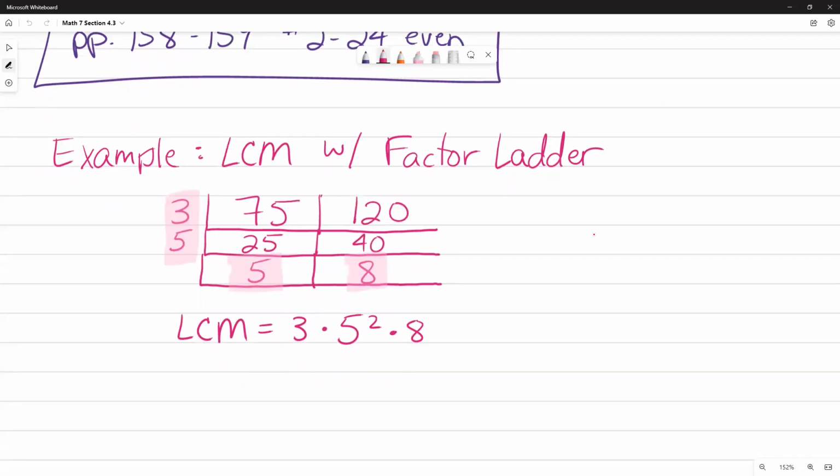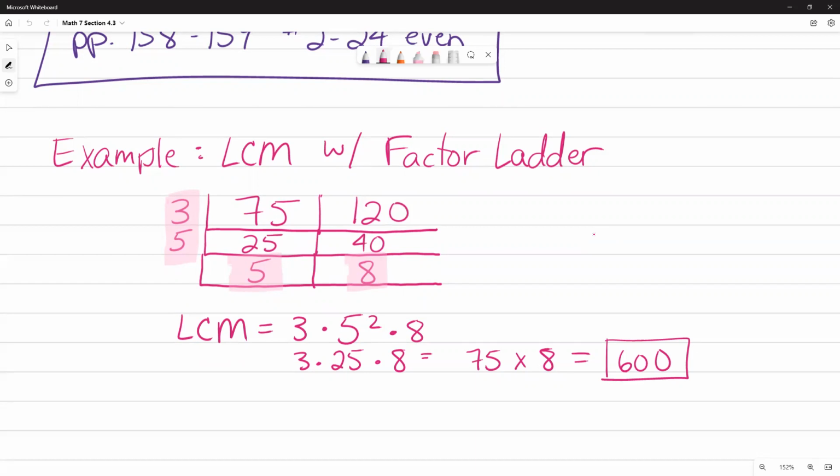So the least common multiple is 3 times 25 times 8. So this is 75 times 8. So 8 times 5 is 40. Carry my 4. 8 times 7 is 56 plus 4 is 60. So 600. So the least common multiple is smaller than 75 times 120. We only did 75 times 8 by doing those prime factors. And then we're left with the relatively prime numbers at the bottom. So it is the least common multiple that both of these, 75 and 120, will divide evenly into.